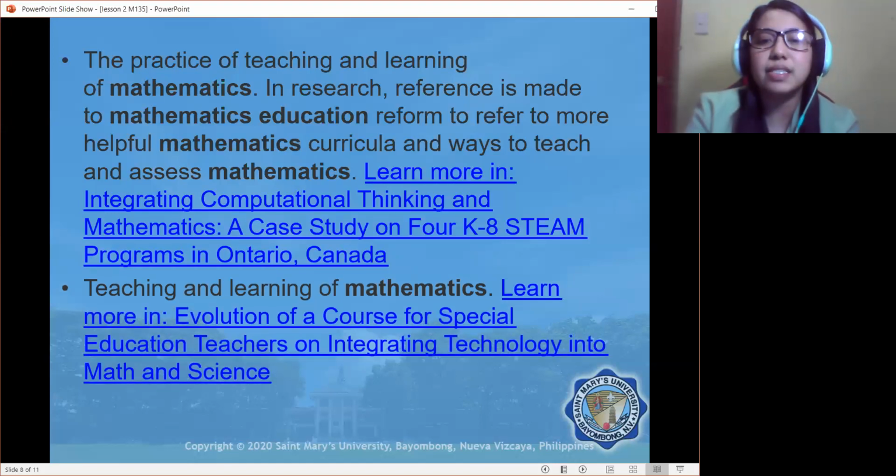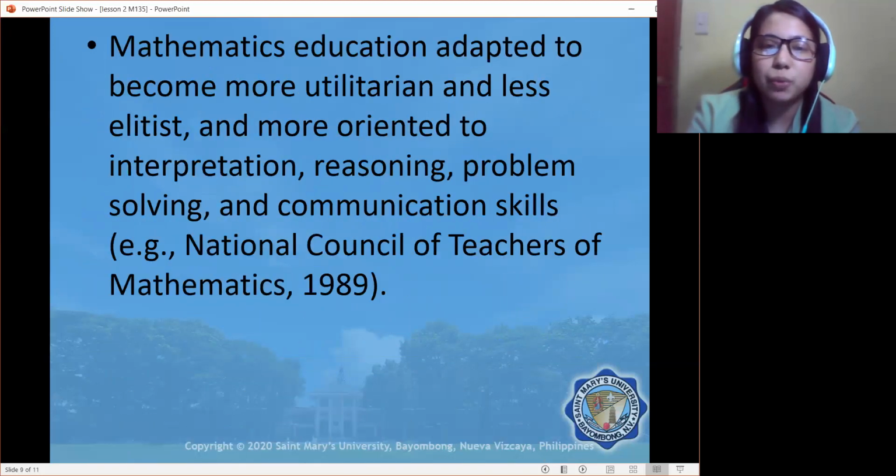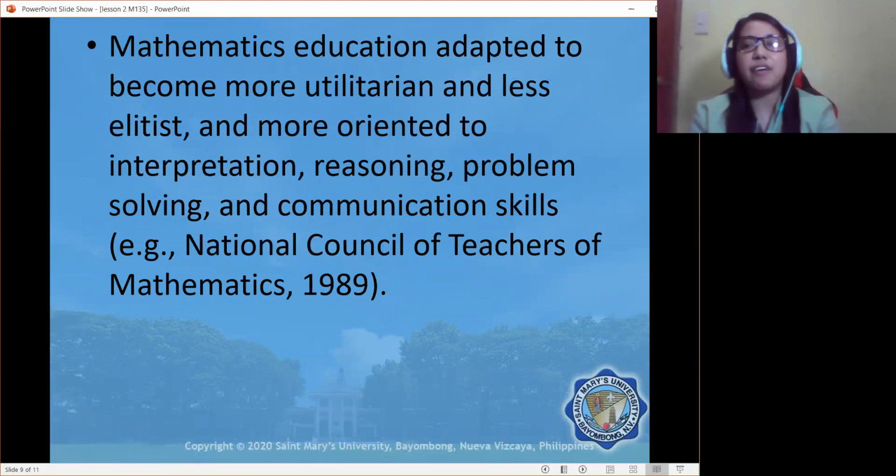It is teaching and learning mathematics, and you can learn more by reading Evolution of a Course for Special Education, teaching on integrating technology in math and science. As you can see here, aside from using online games, there is also integration of technology into mathematics and science. Mathematics education adapted to become more utilitarian and less elitist, and more oriented to interpretation, reasoning, problem solving, and communication skills. An example is the National Council of Teachers of Mathematics in 1989. That's why, as I have mentioned, we always say inside the classroom that you are learning mathematics because of its use in the real world.